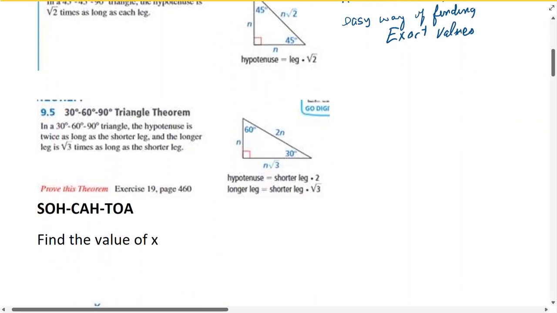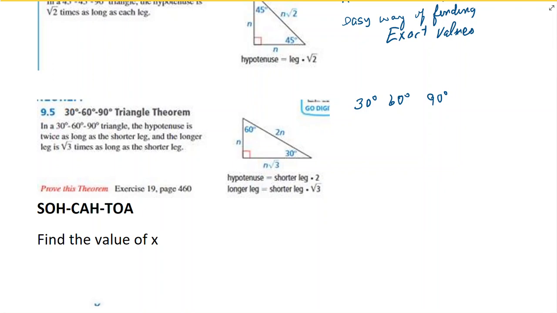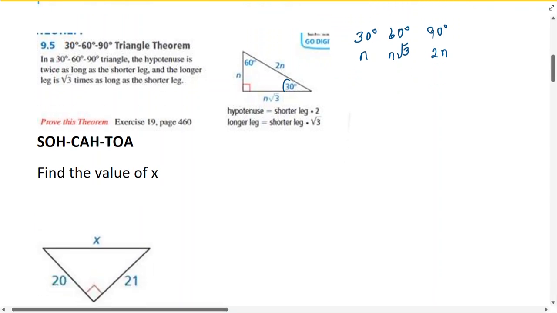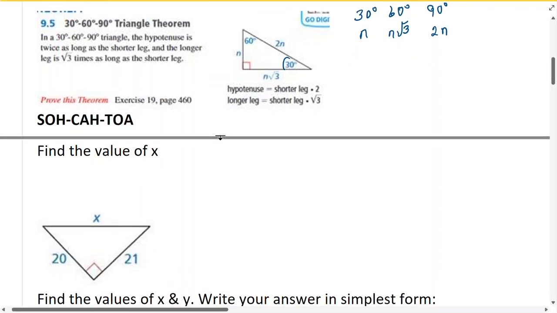Well, then we went to the other one, and this is the 30, 60, 90. And this one says the smallest side, the one opposite the 30 degrees, is a size of n because it's a shorter side. The larger side is opposite 60 degrees, n square roots of 3. And the hypotenuse is twice that n value. So again, exact values and makes life easier.